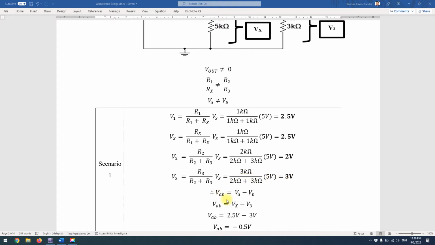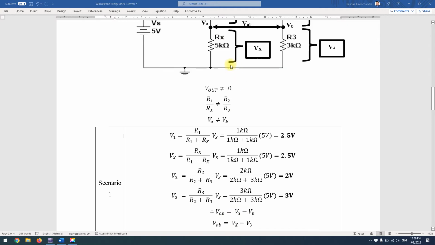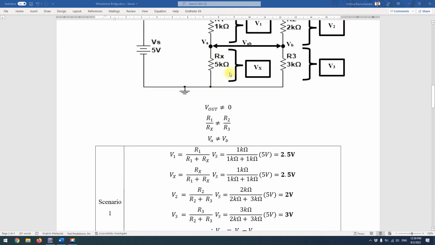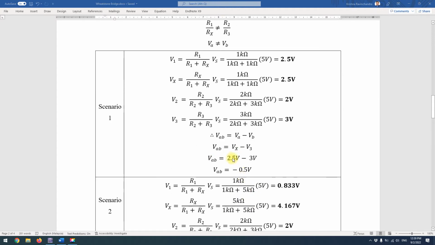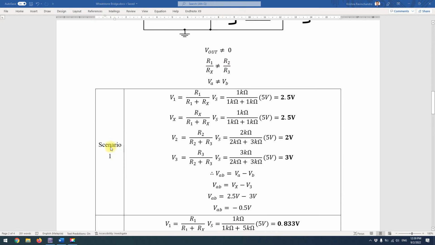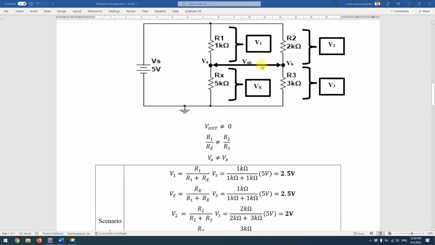We know that VAB equals VA minus VB. That means this point is Vx minus V3. Therefore, VAB is equivalent to 2.5 volts minus 3 volts, so we get negative 0.5 volts. So in scenario 1, the voltage across from point A to B is actually negative 0.5 volts.